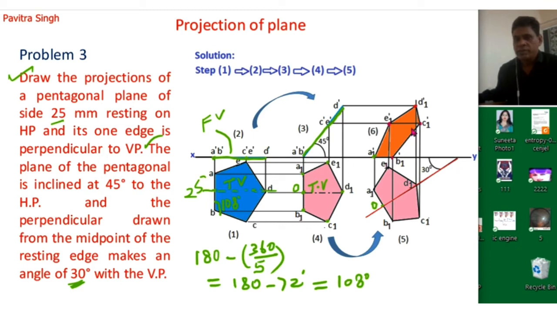Then we will connect all these points. So we will get this new shape or surface, which is a pentagonal surface, and this surface is inclined 45 degree with the horizontal plane and 30 degree with the vertical plane. So this is our final projection, means this will be actually the front view of this plane, which is inclined 45 degree with the horizontal plane and 30 degree with the vertical plane. So this was the solution of this problem.